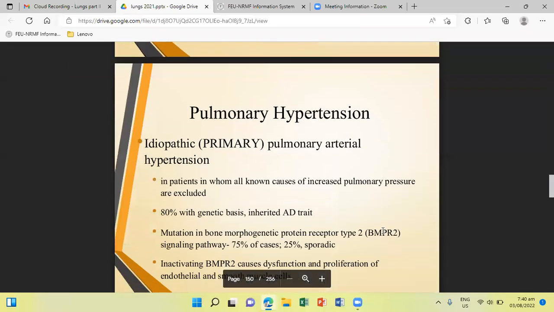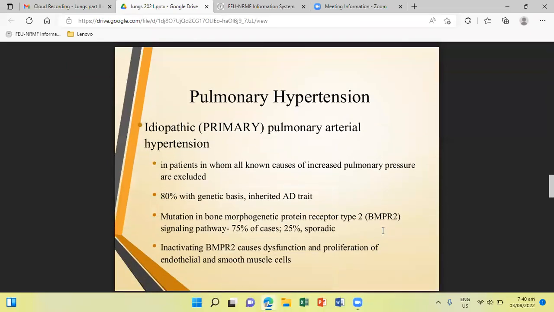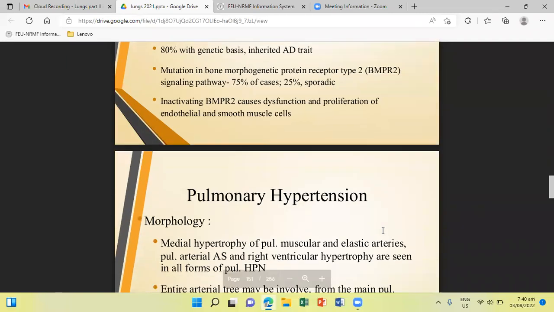It may also be idiopathic. When you say idiopathic, it is one in which all known causes are excluded. This is what you refer to as idiopathic. 80% of idiopathic pulmonary hypertension, often referred to as primary pulmonary hypertension, has a genetic basis. It is inherited in families as an autosomal dominant trait. So what is happening in the vessels?